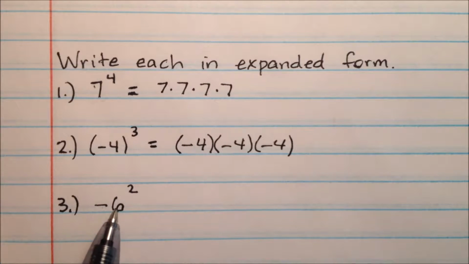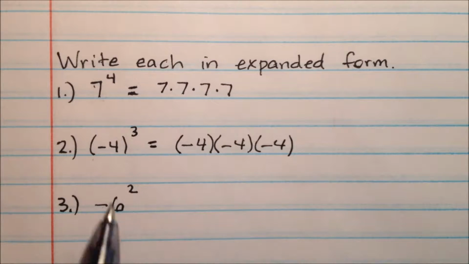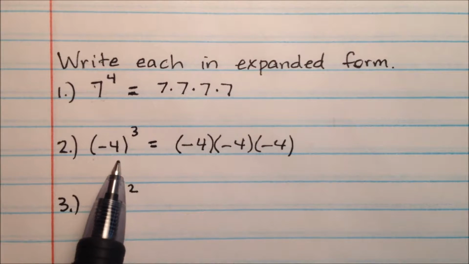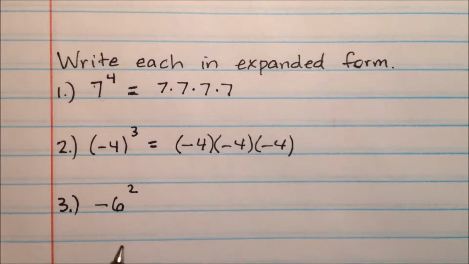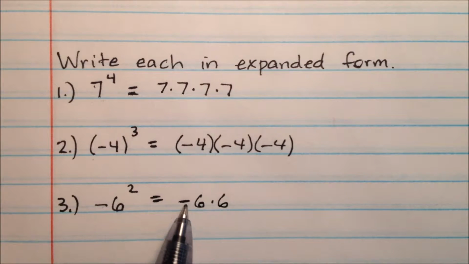You have to be very careful with this problem though, because how are number 2 and number 3 different? Well, number 2 has parentheses around that negative 4, so it includes both the negative and the 4 when dealing with the exponent. Number 3 doesn't have parentheses, so the squared only goes to the 6, and this negative sign out front is just going to come along for the ride. It's just saying the opposite of whatever 6 squared is. So we're going to write this, the opposite of 6 squared. So the negative doesn't occur every single time the 6 does, only one time out front.